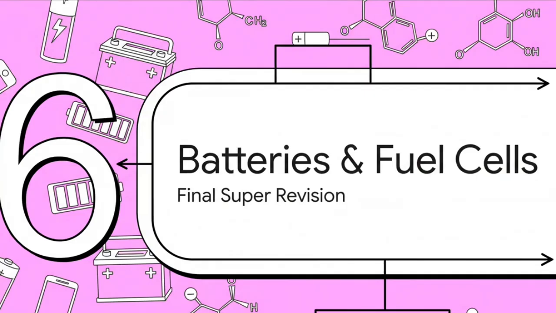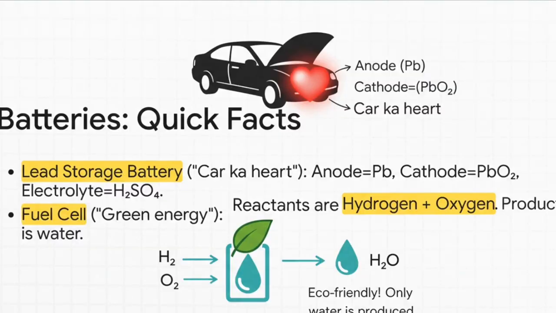All right, we are on the home stretch now. We're going to finish up by looking at some real-world applications, batteries, and then we'll do a final, lightning-fast recap of everything we've covered. For your exams, you don't need to be a battery expert, but you do need these quick facts. First, the lead storage battery. Just think of it as the heart of the car. You need to know the anode is lead, cathode is lead dioxide, and the electrolyte is sulfuric acid.